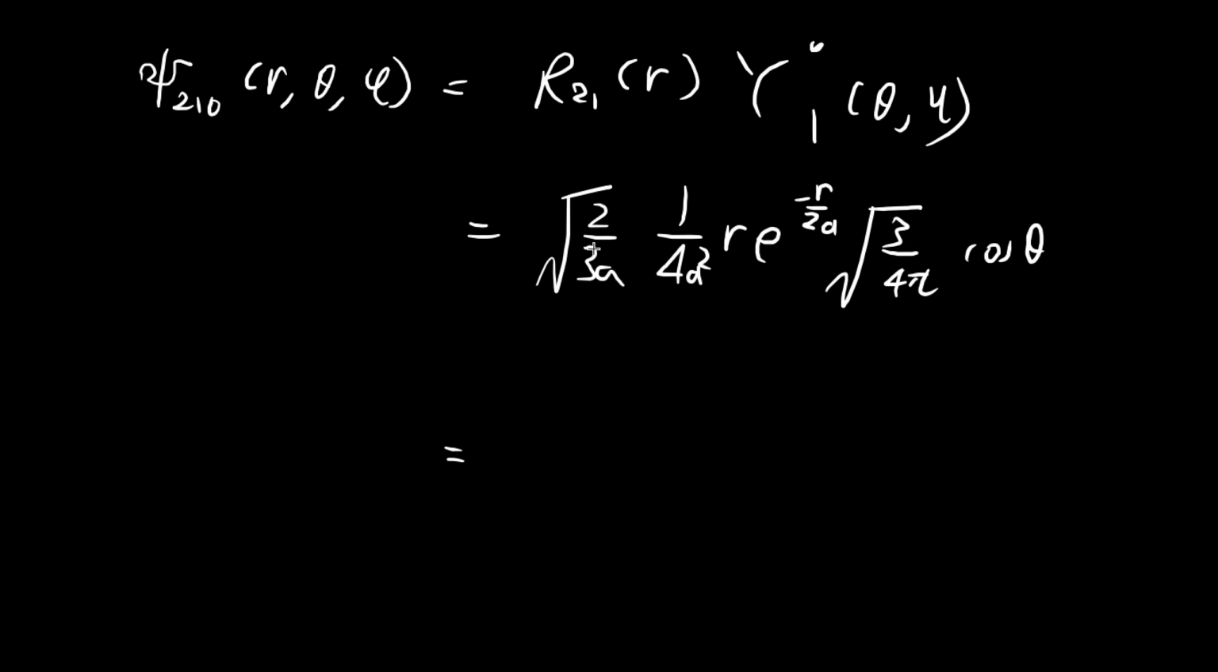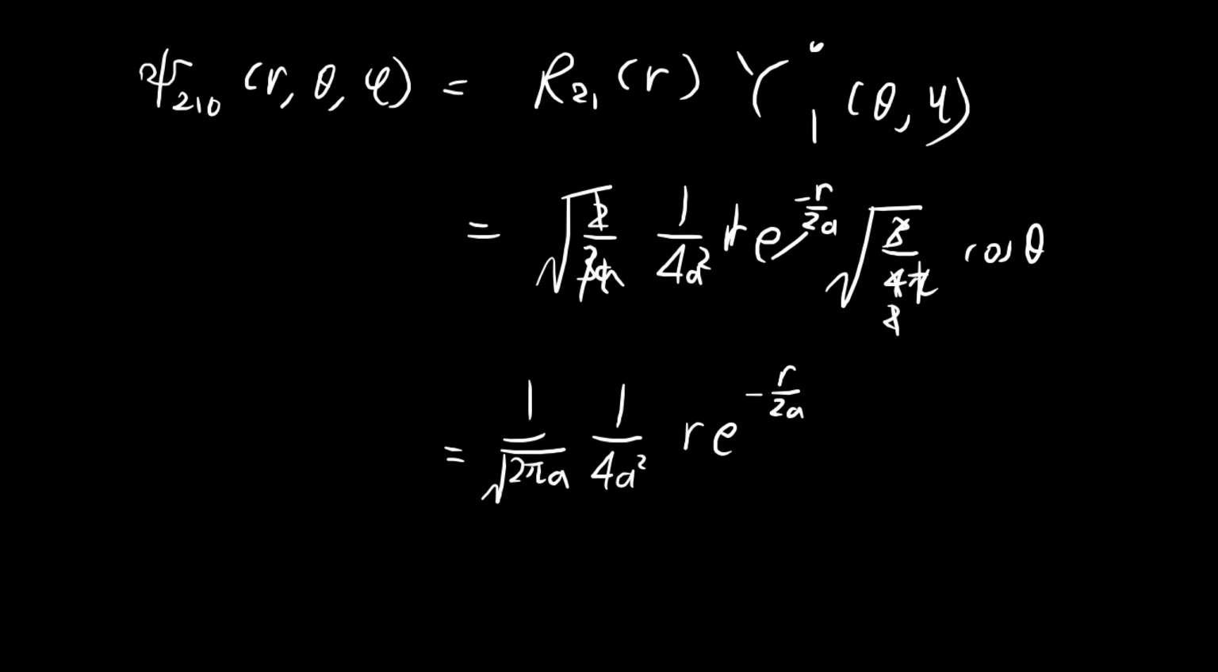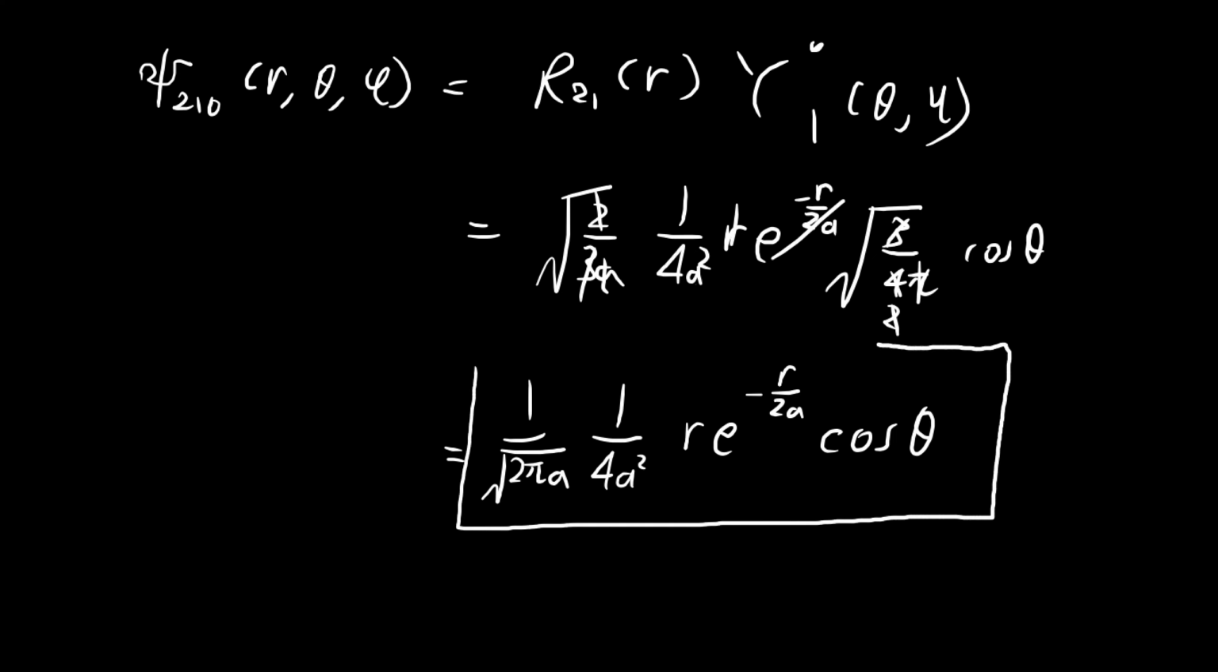So all that remains to be done is to simplify some of these terms. So we have a 2. I'm just going to keep this 2 inside the square root. So for the square root terms, we have a 2, we have an a, and we have a pi. So we have 2 pi a. And then we have some other constants not inside the square root, 1 over 4a squared. And then we have these terms over here, this r and this other r term. And then we also have a cosine theta. And so there we have it. This is your psi 210.